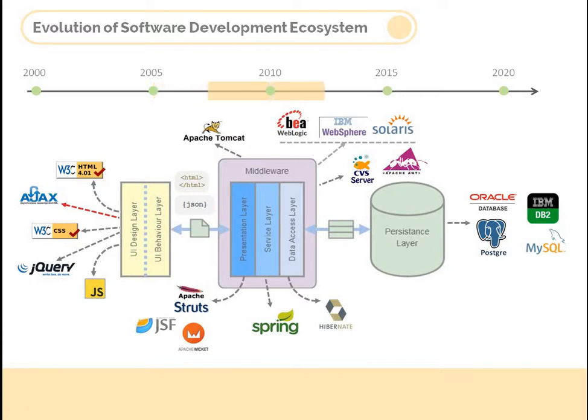Now coming on to the next 5 years, that is 2010 to 2015. This was an era of rich internet applications with e-commerce booming. People expected a richer online experience to beat the competition. So on the UI layer, we saw a lot of technologies moving out.